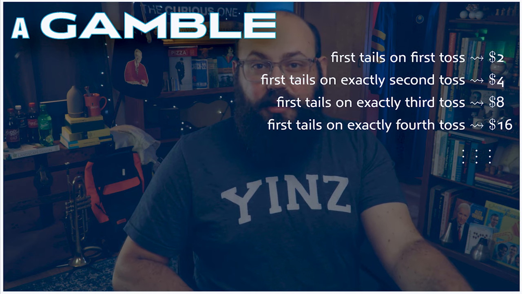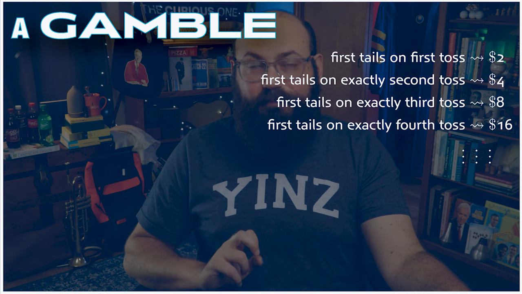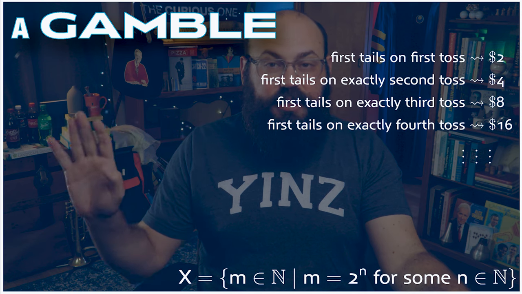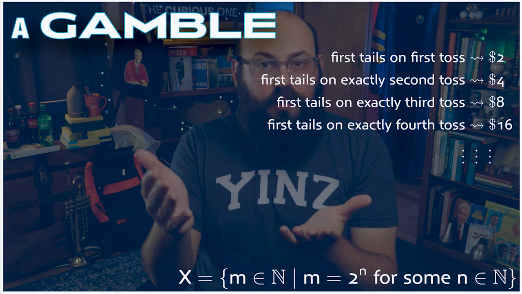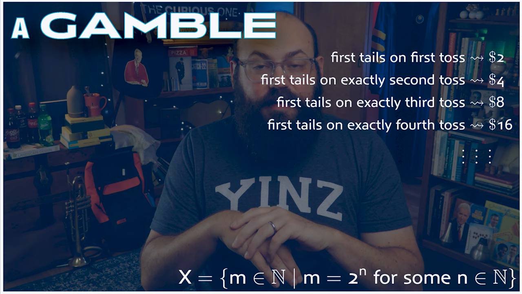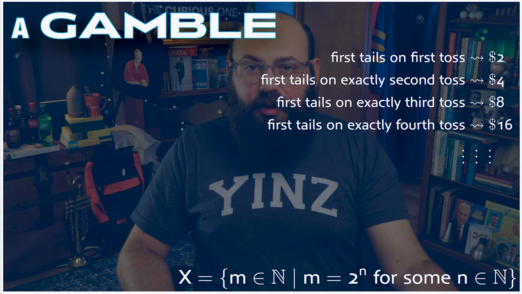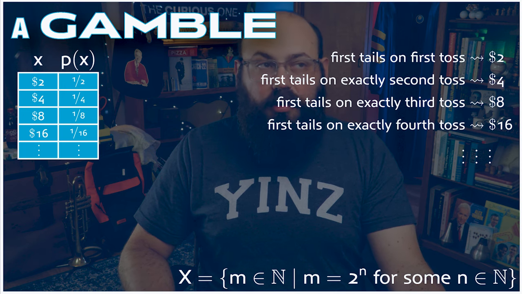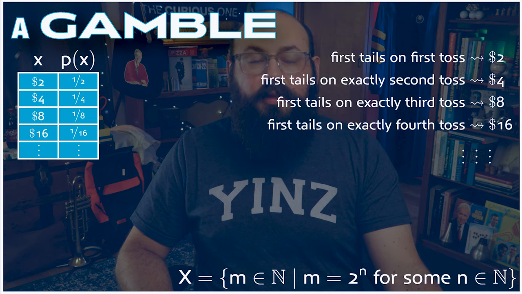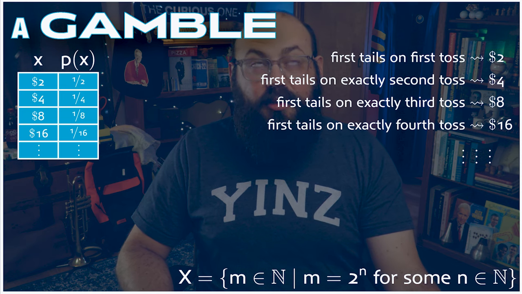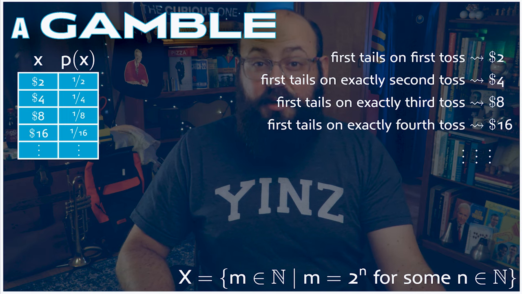Well, the probability of getting $2, so that's the outcome. The outcomes are the set of all numbers that are 2 to the n for some natural number n, like 2, 4, 8, 16, 32, 64. That's the set of all possible outcomes. And the probability of getting $2 is 1/2. The probability of getting $4 is 1/2 times 1/2, which is 1/4. The probability of getting $8 is 1/2 times 1/2 times 1/2, which is 1/8. The probability of getting $16 is 1/16.